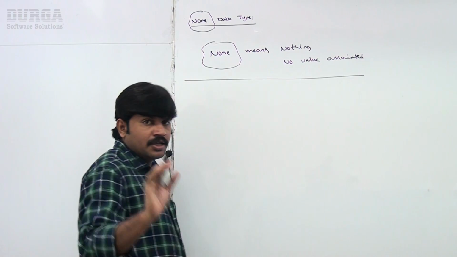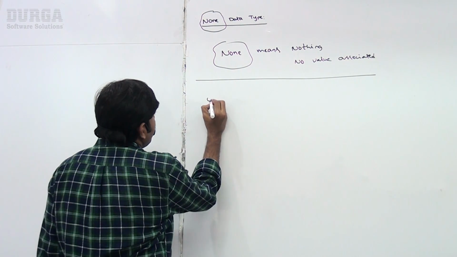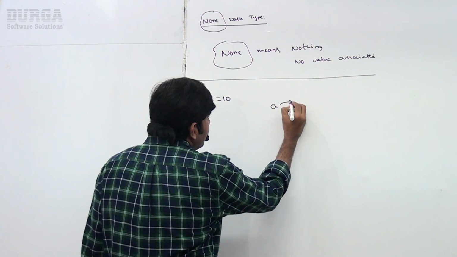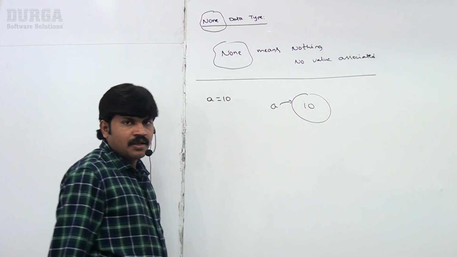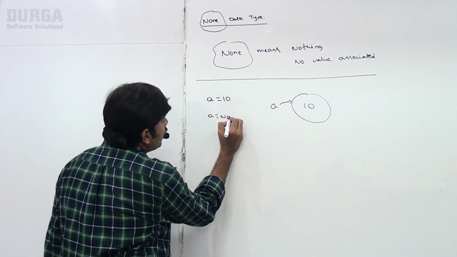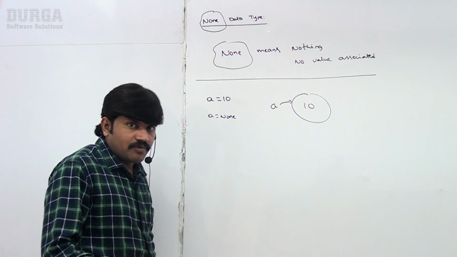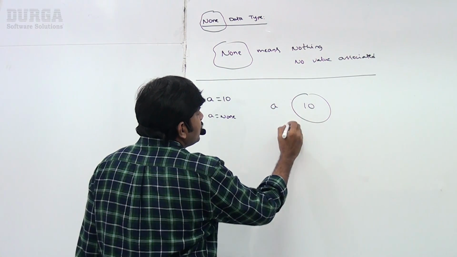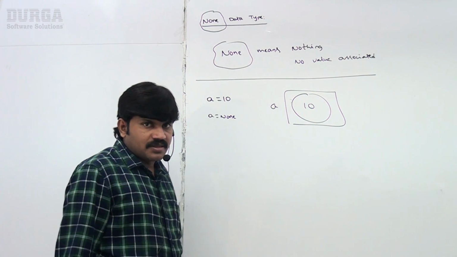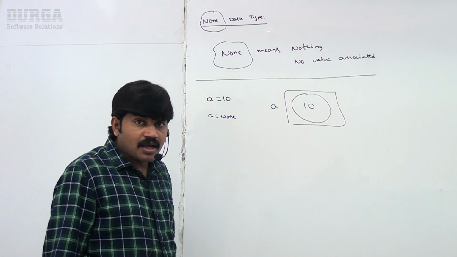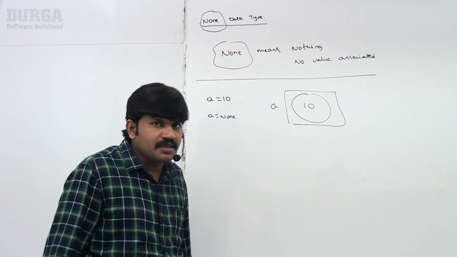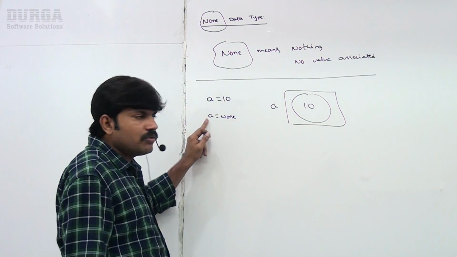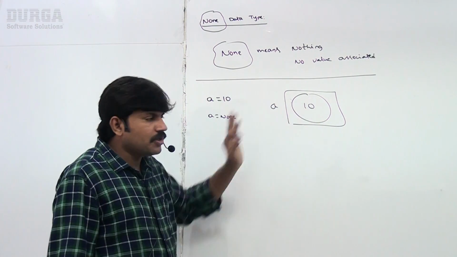Just observe carefully. A small example I am going to take. Assume a = 10, sir. Now a is pointing to object 10. If I take a = None, now onwards a is not representing any value. That's why this link is gone. This object is eligible for garbage collection. Remember this one, sir. To make an object eligible for garbage collection, we can use None happily. None means no value. No value means now a is not pointing to an object, right?